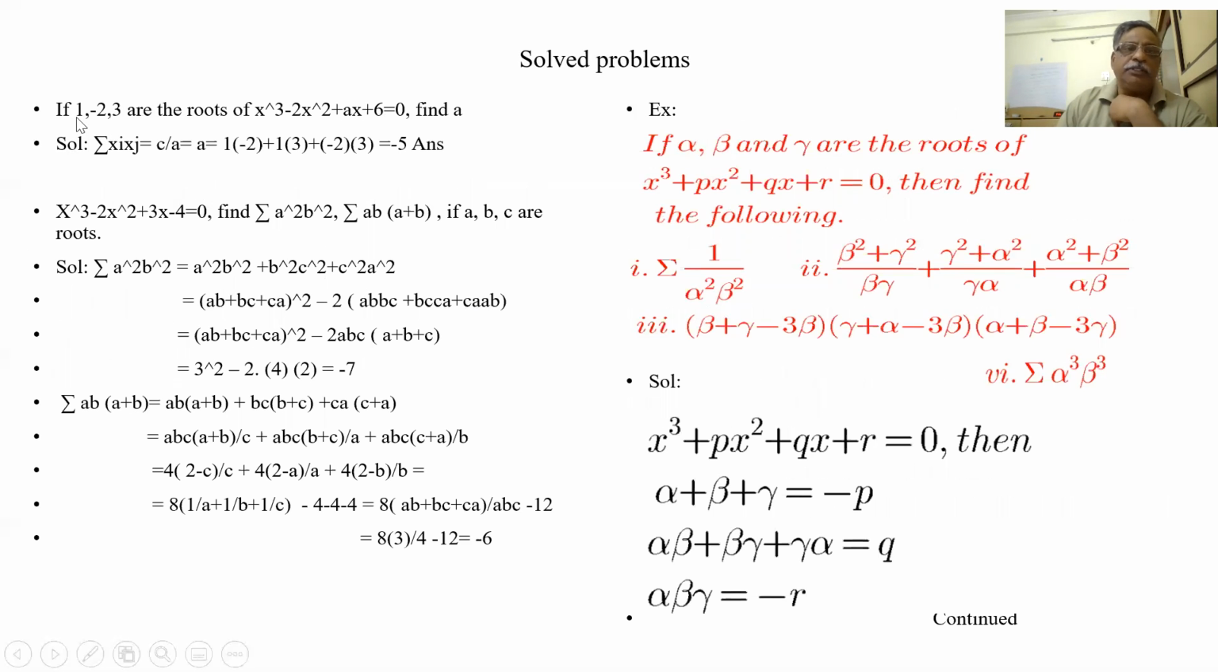Now let us understand. Three roots are there: 1, minus 2, and another are the roots of this equation. Find A to be found out. Very simple.